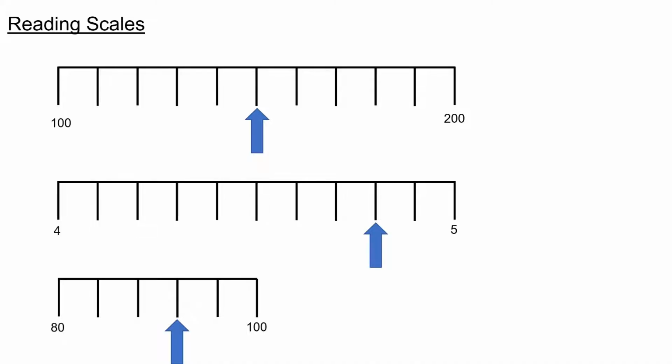When reading scales, it's very important that we know what the scale is going up in. If we look at this first question, I want to work out what the arrow is pointing to. So I'm going to see how many jumps or divisions my scale has. So let's count them. 1, 2, 3, 4, 5, 6, 7, 8, 9, 10. So there are 10 jumps or 10 increments, the proper word's increments, and we're going up from 100 to 200. So it's going up in 10 jumps by 100 units.